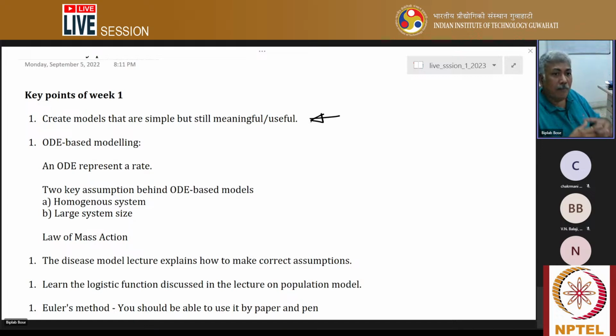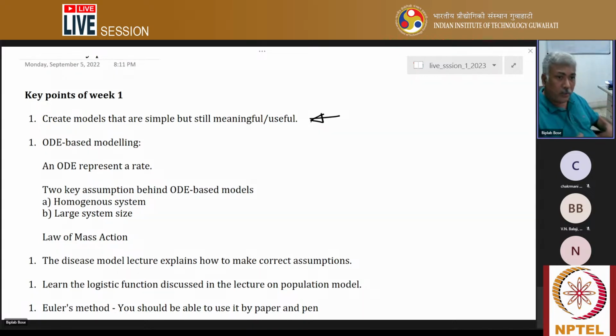Just like a map does not represent reality. Suppose I want to draw the map of IIT Guwahati. That will not be the real IIT Guwahati. That will be a reduced representation of IIT Guwahati. Similarly, our mathematical models are reduced representations of real systems. So you have to create a very simple, at the same time meaningful and useful mathematical model. So in the first week's lecture, we wanted to give a flavor of that.